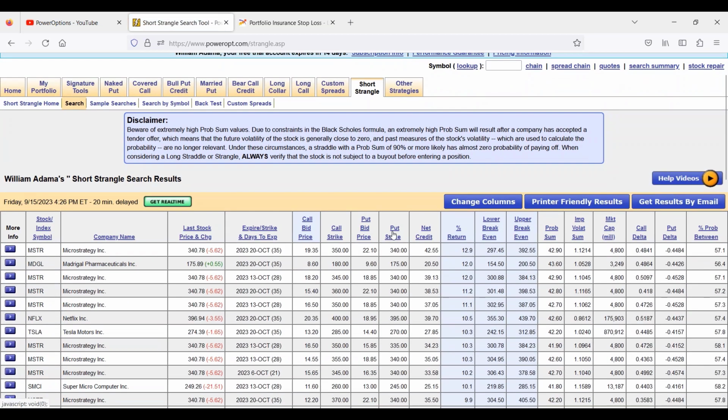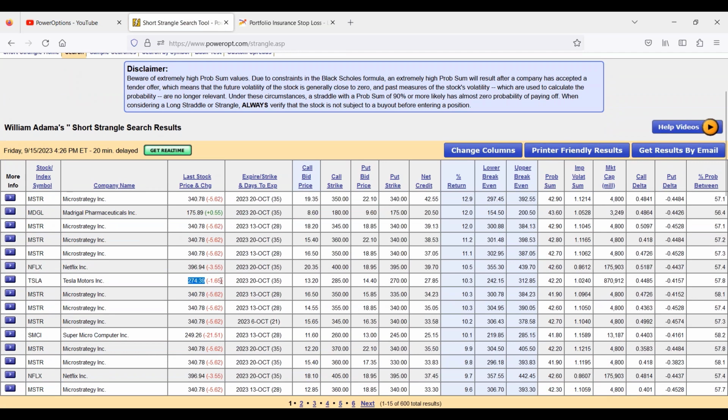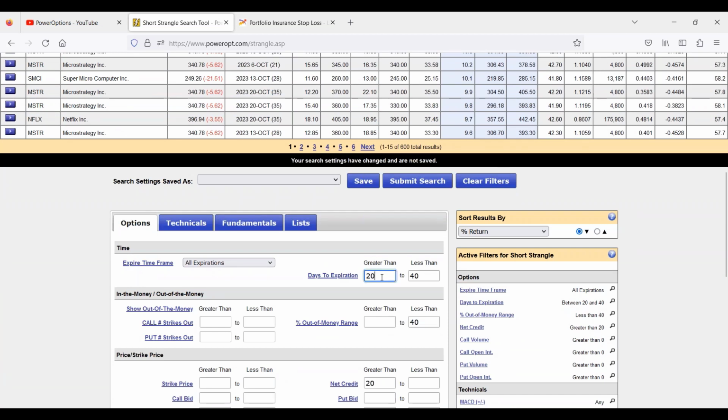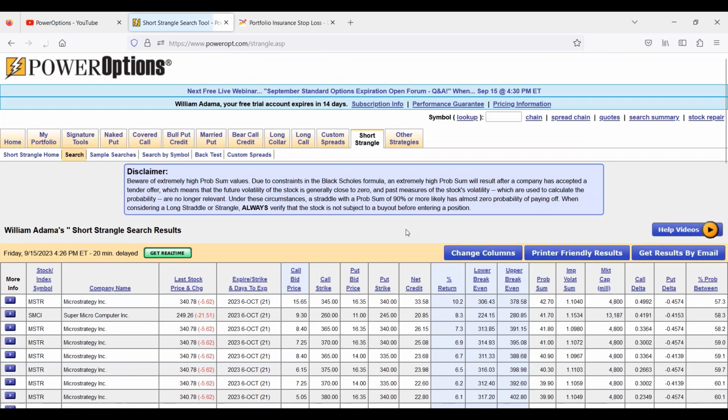Just 4 or 5 criteria. Hey, we've got a Tesla in for the 20th of October, 35 days away. We've got some here for the 6th of October as well. Let's change that to isolate it to the 6th of October that you wanted. Now that you know it's 21 days out in time, let's just go 15 to 25 days. Let's see what we get. We do see the Tesla's in there, and the strike prices were pretty close to what we wanted.